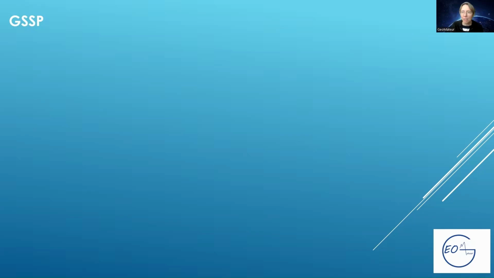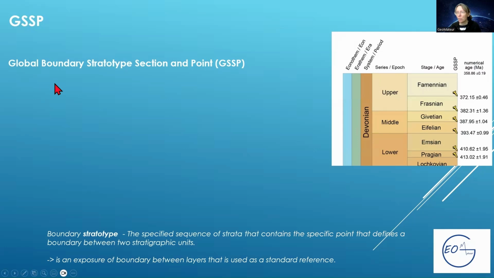Now we are going to the next column in the ICC chart, GSSP. So GSSP is a global boundary stratotype section and point. Boundary stratotype is the specified sequence of strata that contains the specific point that defines a boundary between two stratigraphic units. So it's an exposure of a boundary between layers that is used as a standard reference.